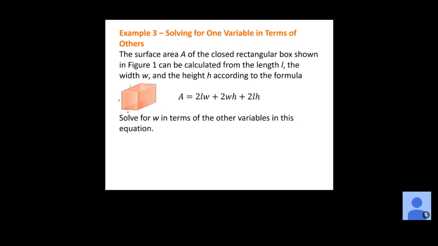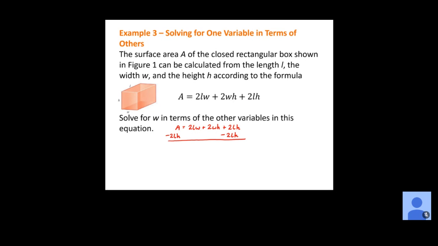So again, I'm going to start with that equation. A equals 2LW plus 2WH plus 2LH. Well, notice we have two terms that actually have a W in them. Okay, so the only term that I'm going to move first is the one that's just 2LH because it doesn't even have a W term at all. So to get rid of that 2LH, I'm actually going to subtract 2LH from both sides.